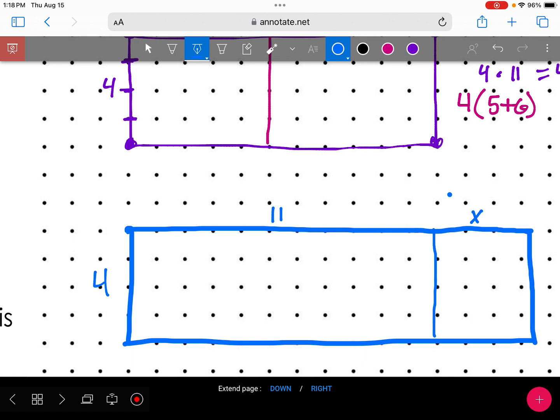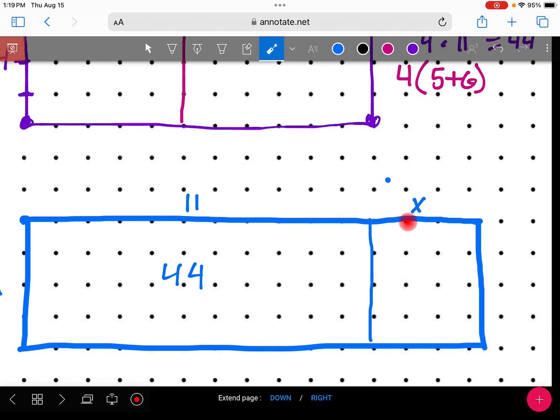So for my rectangle, yours is probably different. What is the area of this piece right here? 44. It's the same rectangle that I had above, right? What is the area of this piece here? We don't know exactly, but what do we have? We have an x on this side. How tall is it? 4. So how could I find the area here? 4 by 4. It's not necessarily 4. This is in between. 4 times x. So 4 times x.